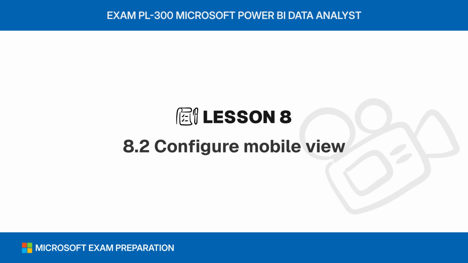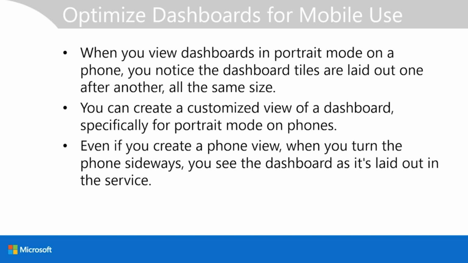In this sublesson, we're going to look at setting the mobile view. We can optimize dashboards for mobile use. When you view dashboards in portrait mode on a phone, you notice the dashboard tiles are laid out one after another, all the same size. You can create a customized view of dashboard specifically for portrait mode on phones. Even if you create a phone view, when you turn the phone view sideways, you see the dashboard as it is laid out in the service. Let's now go over to the Power BI service and take a look at this.